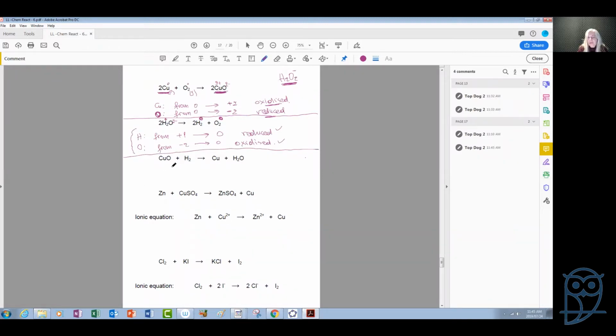This one also, we have seen it before. Copper oxide reacting with hydrogen. We see hydrogen's an element, so it should have 0, also copper too. When we see metals on their own, obviously these are elements and they are solids here.